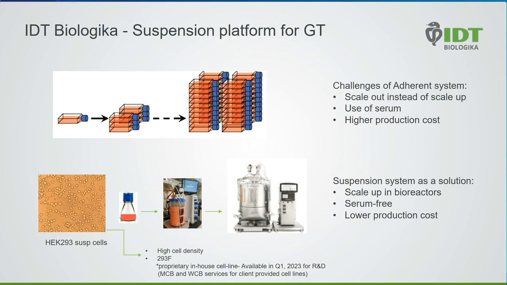So we have done our optimizations for a variety of cell lines. We have done this for a high cell density suspension cell line for HEK. We've also done it for a regular 293F derived derivative of HEK cell line. And we also are working on a proprietary in-house cell line, which will be available early next year for R&D. In addition, we also offer master cell bank and working cell bank services for client-provided cell lines.